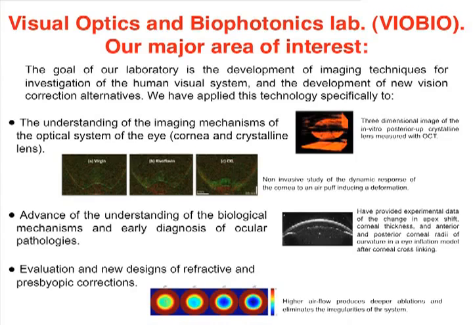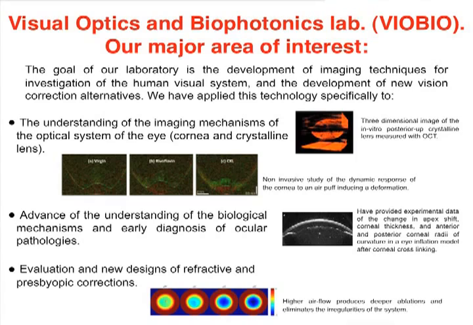Our major interest in the VFVO group is the development of imaging techniques for the investigation of the human visual system and the development of new vision correction alternatives. And we have applied this technology specifically to the understanding of the imaging mechanism of the optical system of the eye. Some of the main goals in this sense have been to obtain the three-dimensional variation of the refraction index of the eye lens or the dynamic response of the cornea to nerve-induced deformation, and to advance the understanding of the biological mechanisms and early diagnosis of ocular pathologies.